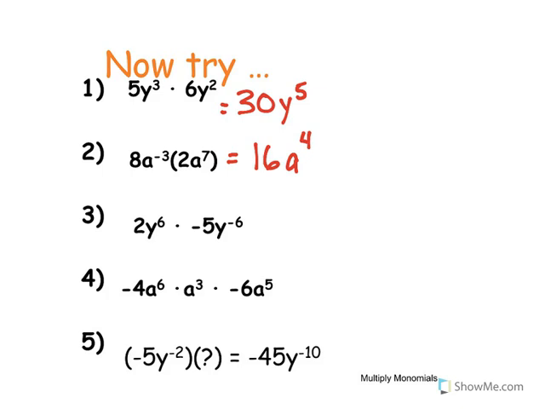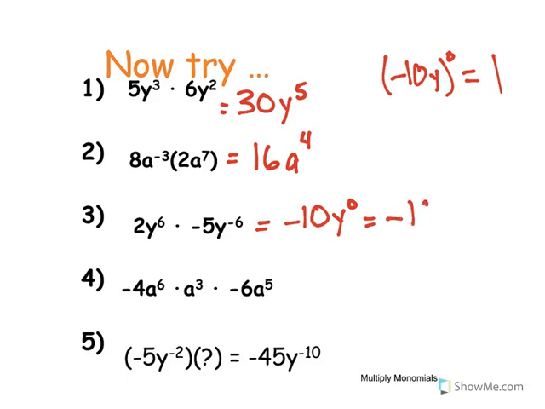So 2 times negative 5 is negative 10. 6 plus negative 6 is 0. Now, we would have a really good discussion about this in class. Is the answer 1? It's not 1, because negative 10 is not raised to the 0. There's no parentheses around it. If we had something like this, the whole thing is raised to the 0. That would be 1. Only the y is being raised to the 0. So this is negative 10 times y to the 0, which is negative 10 times 1, which is simply negative 10.